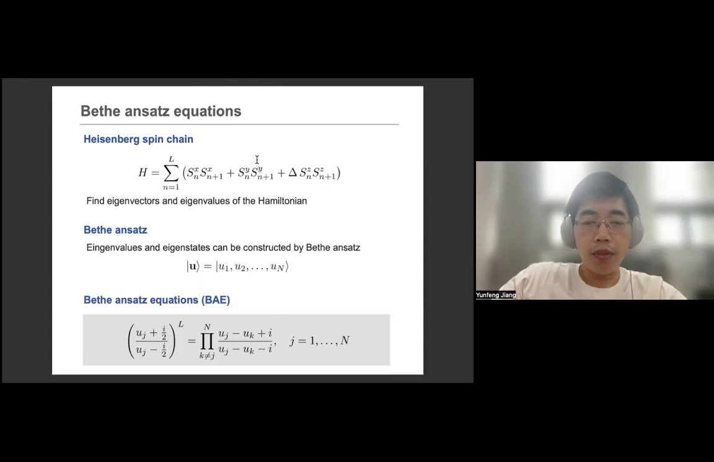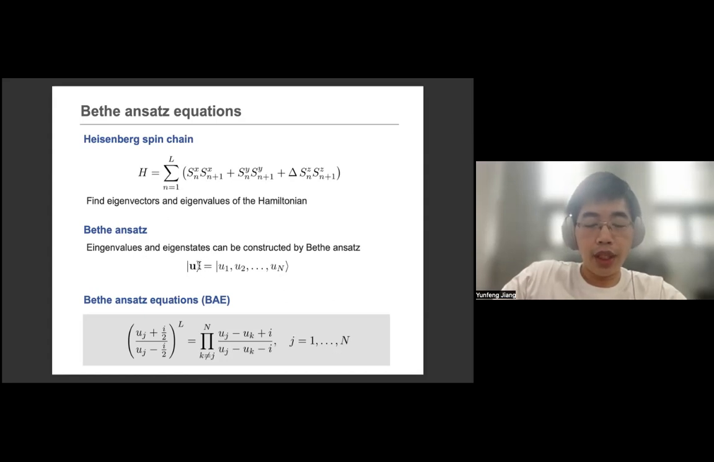First, there are some fundamental things. Our interest is the Heisenberg spin chain. This is the Heisenberg spin chain. When you take delta equals 1 it is the XXX spin chain. When delta is not 1, then this is the XXZ spin chain. The main task for physicists is to find the eigenvectors and the eigenvalues of this Hamiltonian. And it's well known that the Heisenberg spin chain can be diagonalized by Bethe ansatz.